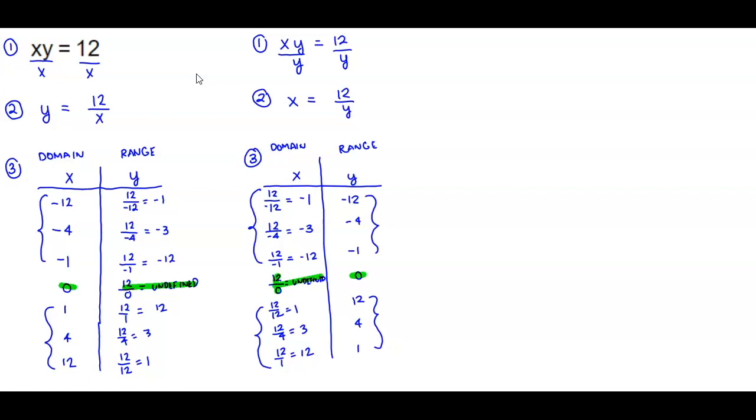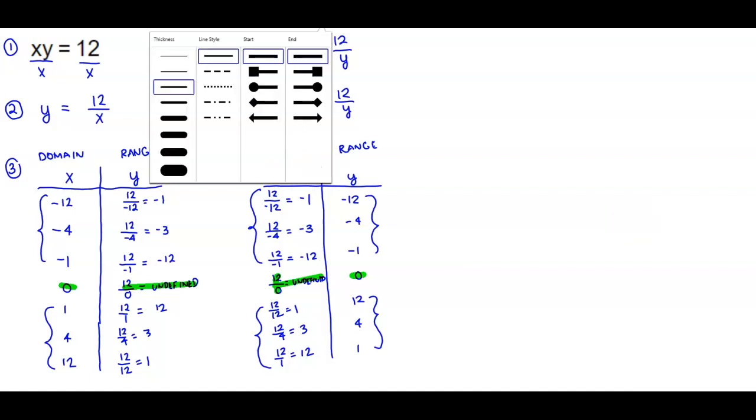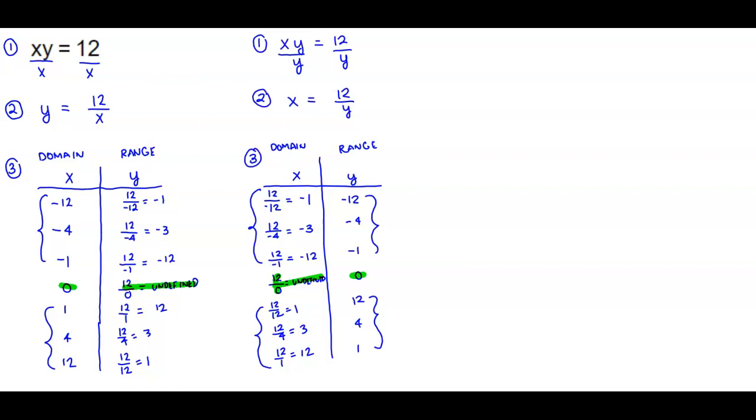Okay, which means that we cannot pick 0 to give us this result. Now, we need to answer the question of whether this is a function or not. Remember, we define it as a function if there's exactly one x value that corresponds to exactly one y value.